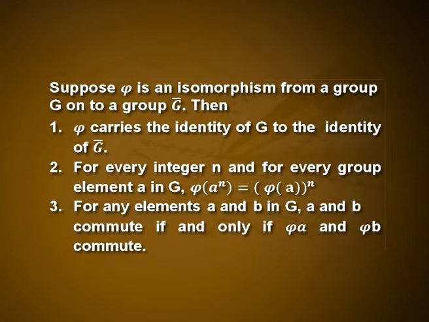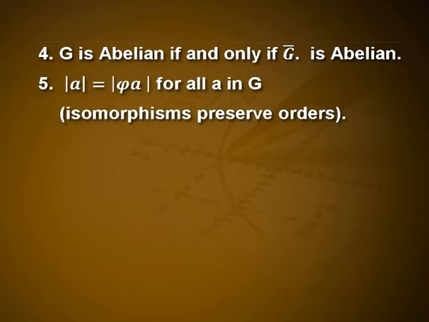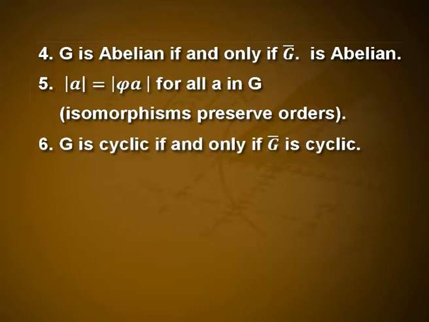Third, for any elements a and b in G, a and b commute if and only if φ(a) and φ(b) commute. Fourth, G is abelian if and only if Ḡ is abelian. Fifth, |a| = |φ(a)| for all a in G, that is, isomorphisms preserve orders. Sixth, G is cyclic if and only if Ḡ is cyclic.